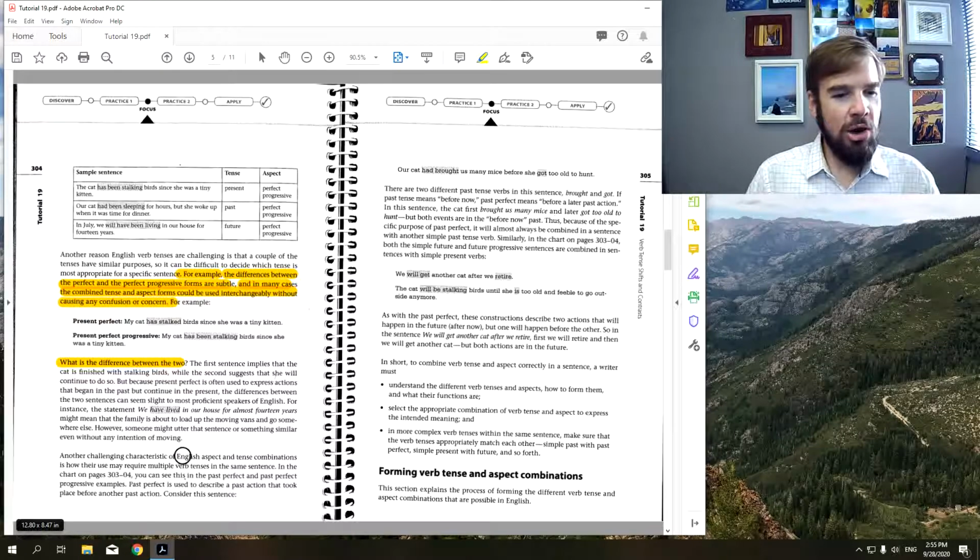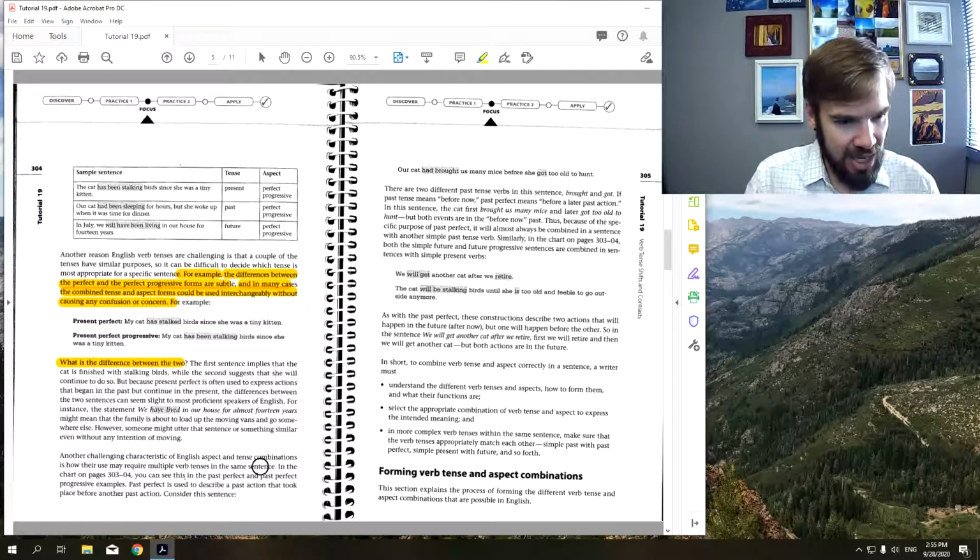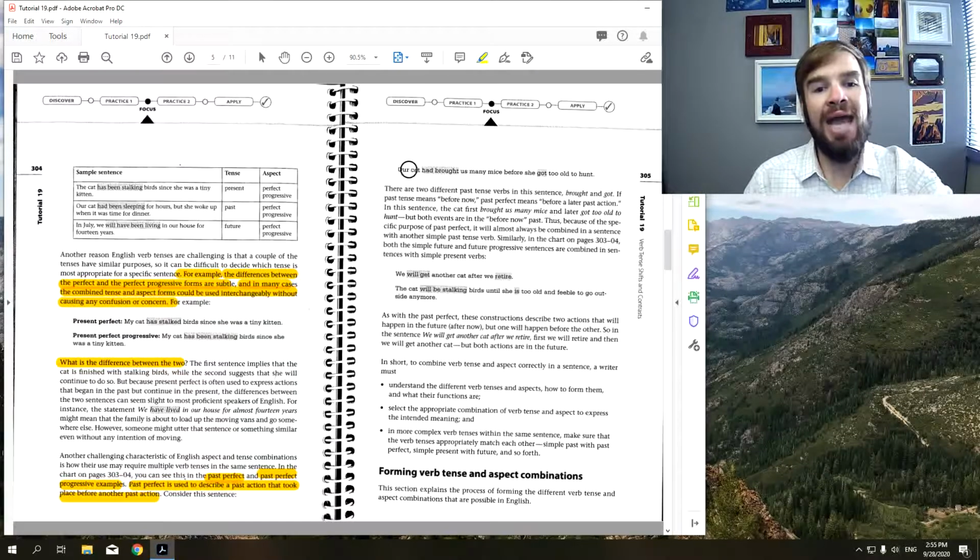Another challenging characteristic of English aspect and tense combinations is how their use may require multiple verb tenses in the same sentence. Now, in the chart on pages 303 and 304, you can see this in the past perfect and past perfect progressive examples. Past perfect is used to describe a past action that took place before another past action. Consider this sentence. Our cat had brought us many mice before she got too old to hunt. There are two different past tense verbs in this sentence, brought and got.